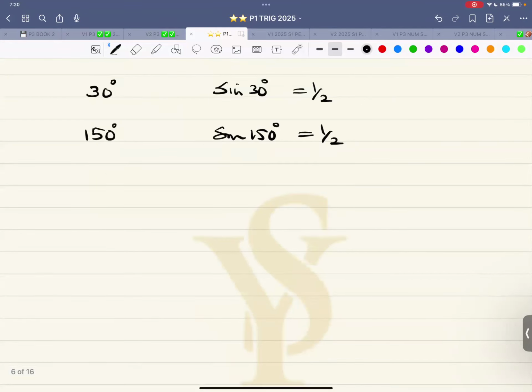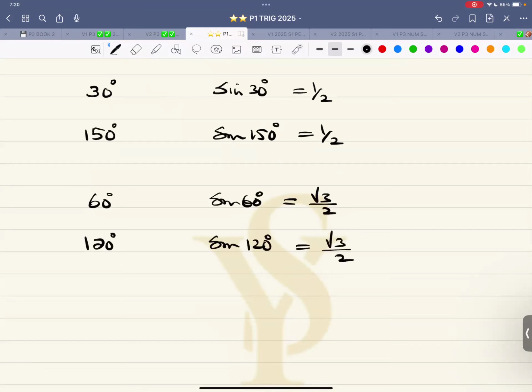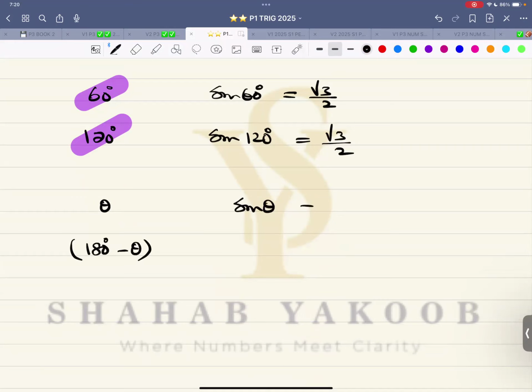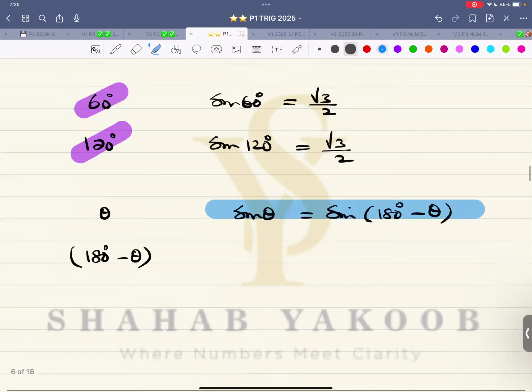Let me choose another pair, 60 degrees, 120 degrees. Sine of 60 degrees, that is root 3 over 2. Sine of 120 degrees is also root 3 over 2. Now look at these angles. 30 and 150 adds up to 180. 60 and 120 adds up to 180. In other words, I can say if one of them is theta, the other one is 180 minus theta. So sine of theta and sine of 180 minus theta is the same. So therefore, we have this particular ratio, which is sine of 180 minus theta is sine theta.